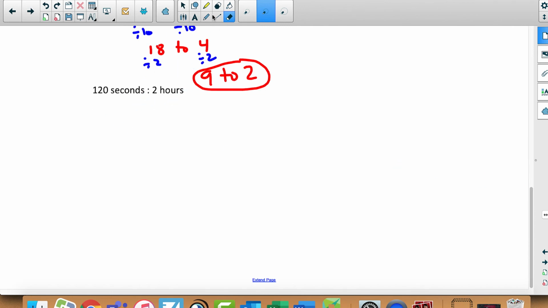All right, last one. 120 seconds to 2 hours. I'll say it one more time. You cannot go 120 to 2. How come? Because we don't have the same units here. So this one's a little tricky. Seconds and hours. You could change your seconds to hours, and it's going to have some tiny amount. You could change your hours to seconds, and you'd have some really big amount.